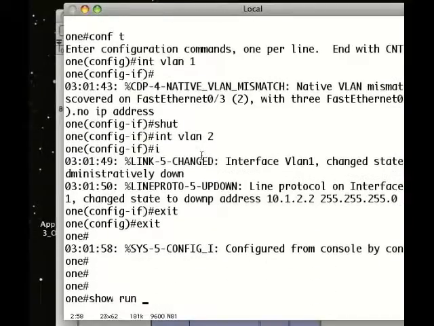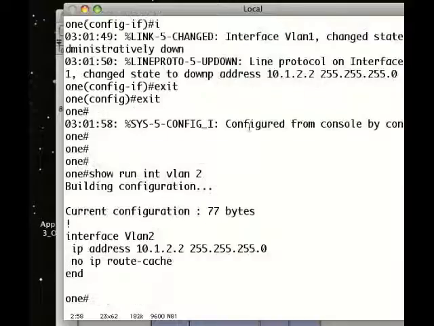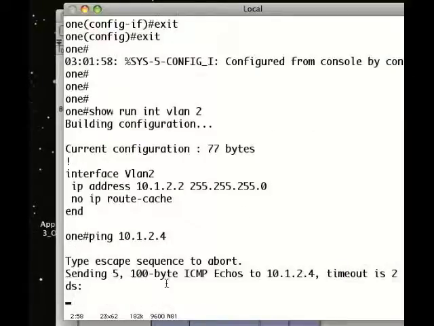Show run int VLAN 2. So VLAN 2 now has the IP address that was on VLAN 1. Ping 10.1.2.4. See if this works. Not working.